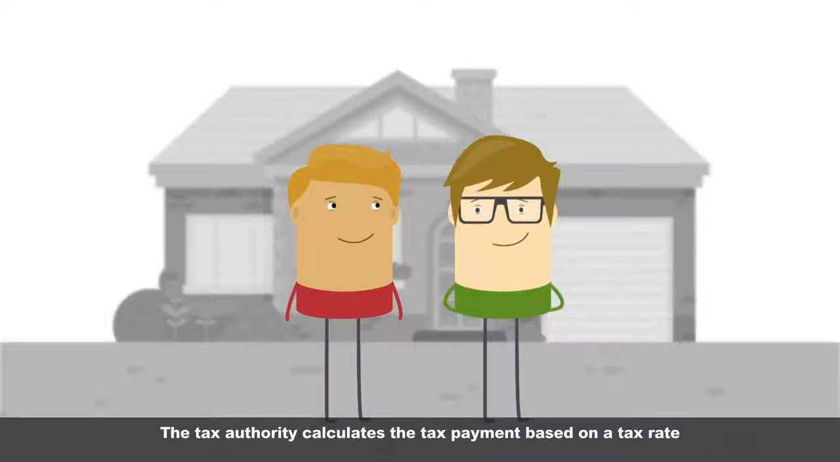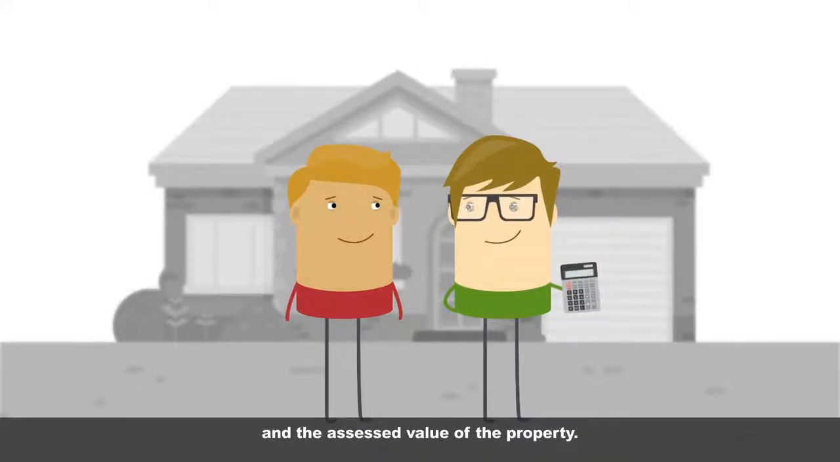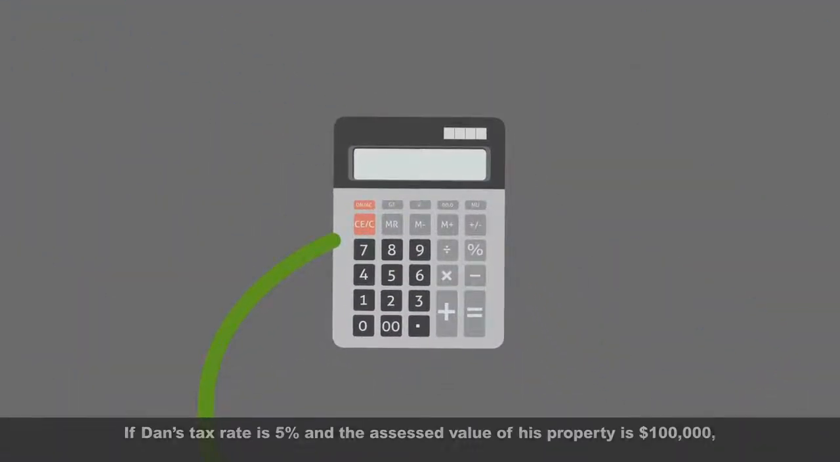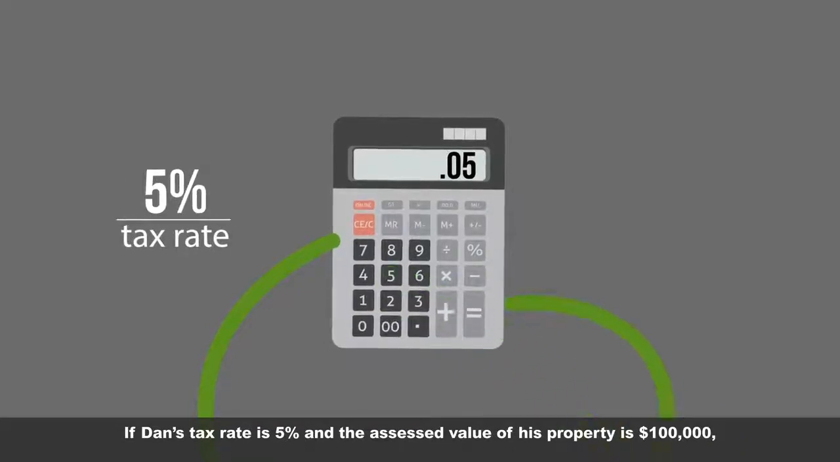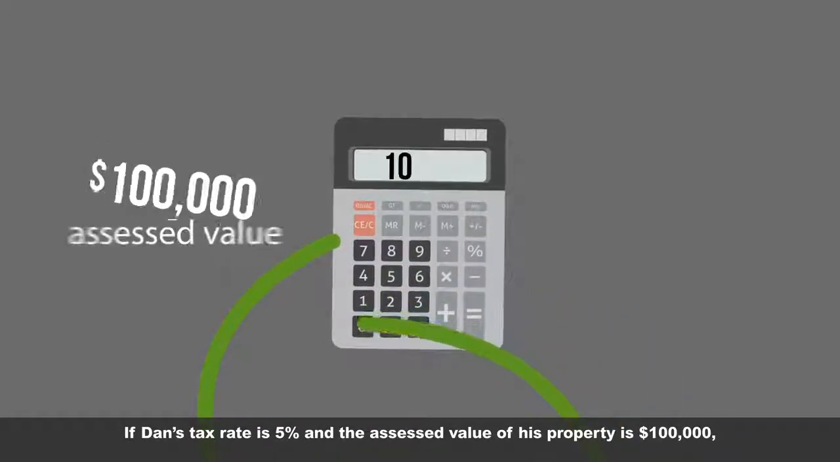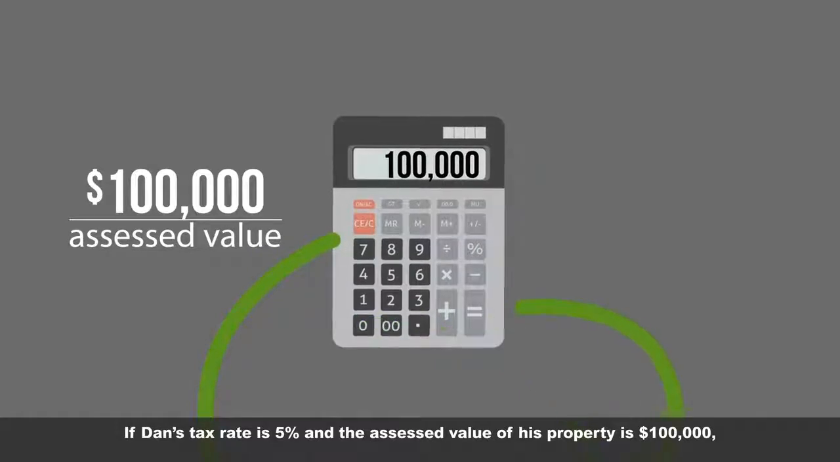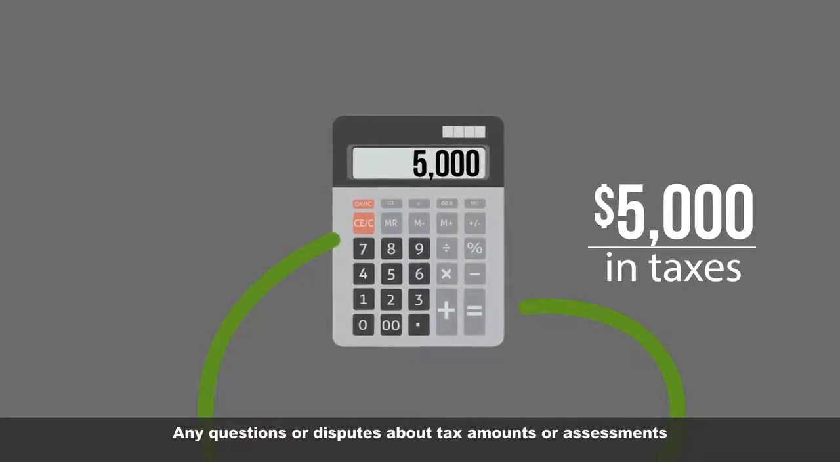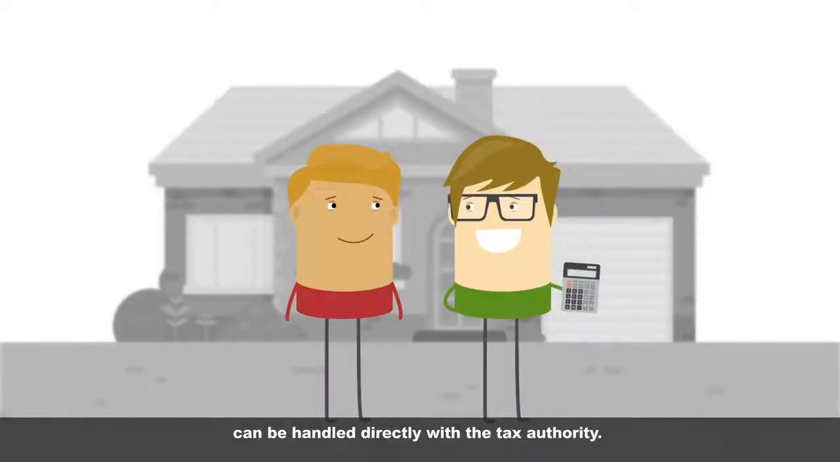The tax authority calculates the tax payment based on a tax rate and the assessed value of the property. It's actually simple math. If Dan's tax rate is 5% and the assessed value of his property is $100,000, Dan will owe $5,000 in taxes this year. Any questions or disputes about tax amounts or assessments can be handled directly with the tax authority.